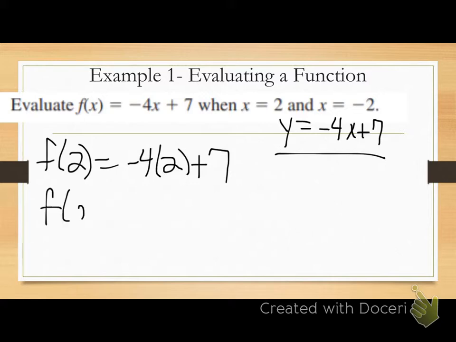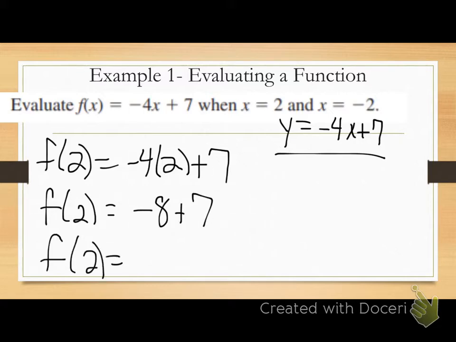Now we follow our order of operations. Which comes first, multiplication or addition? Multiplication. It's negative 4 times 2. Negative 8. Negative 8 plus 7. Negative 1. So the value of f of x when x equals 2 is negative 1. Questions on that? Not too bad?